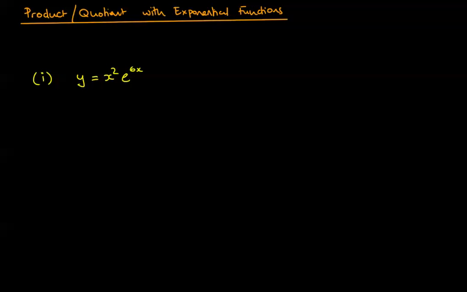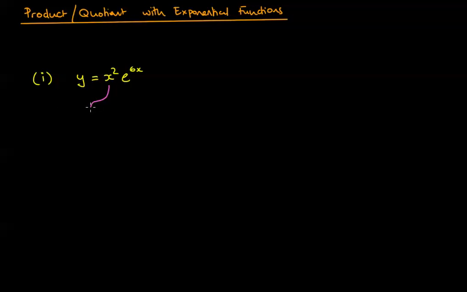Let's look at two examples where we need to use the product or the quotient rule to differentiate something that involves an exponential component to it. So we have x squared times e to the power of 6x. Let's differentiate it, and because it's a product of two separate functions, we're going to use the product rule.